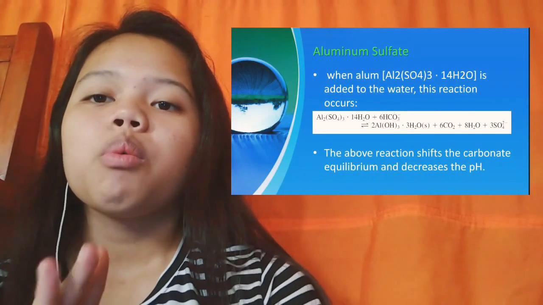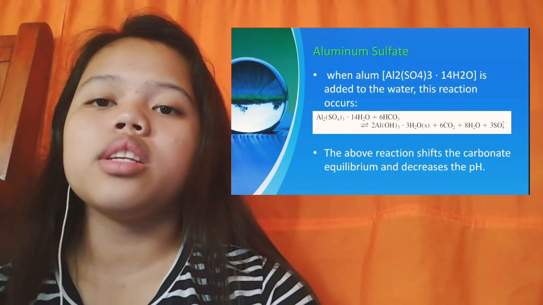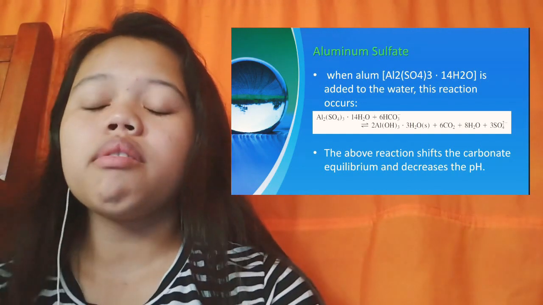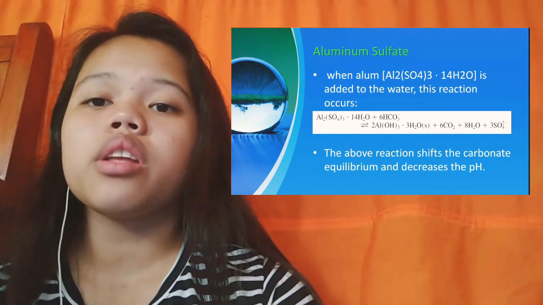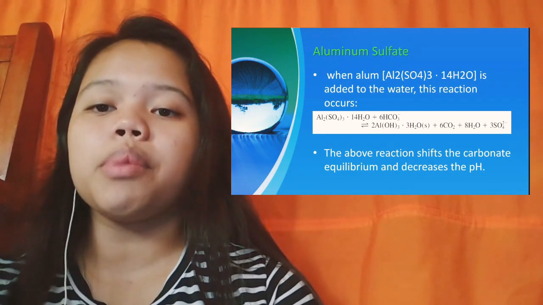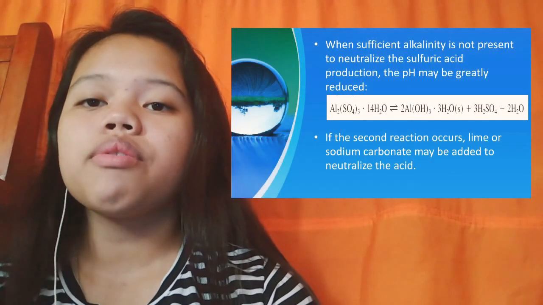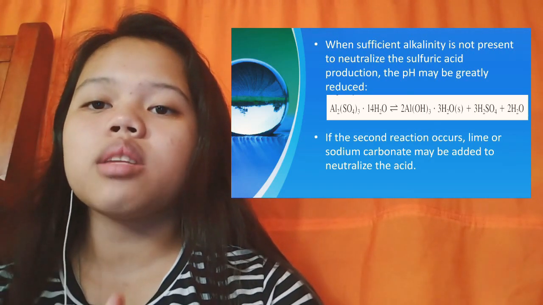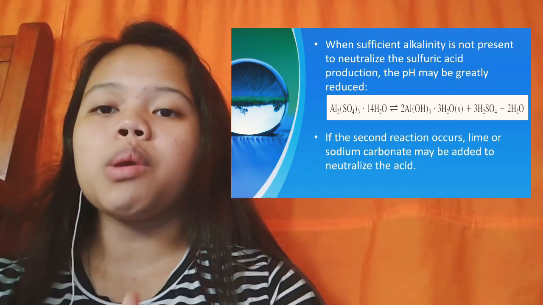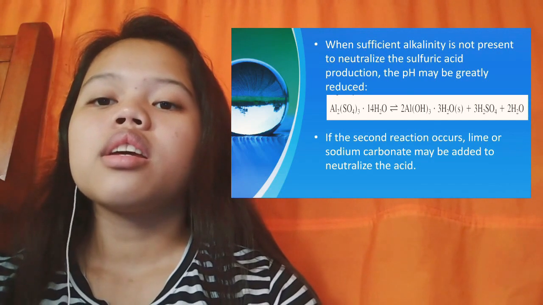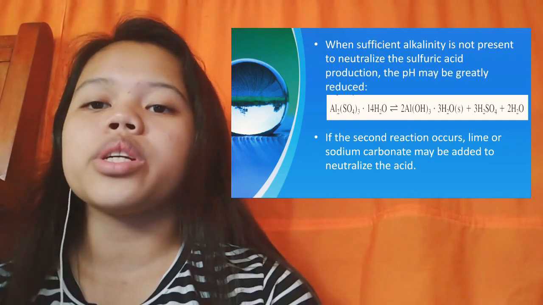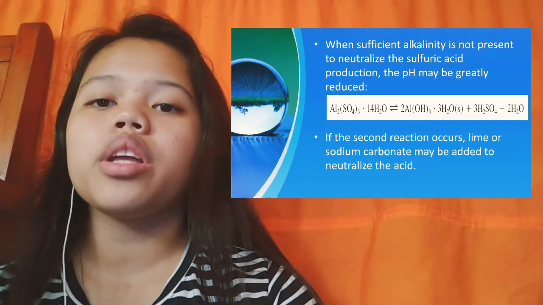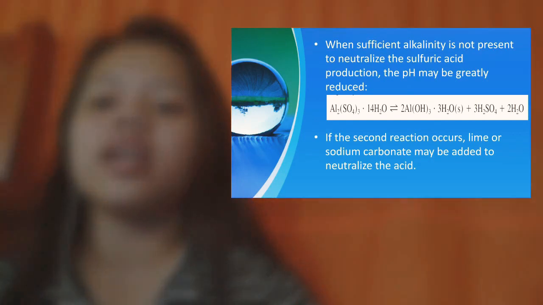Aluminum sulfate. When alum is added to the water, this reaction occurs. The above reaction shifts the carbonate equilibrium and decreases the pH. When sufficient alkalinity is not present to neutralize the sulfuric acid produced, the pH may be greatly reduced. If the second reaction occurs, lime or sodium carbonate may be added to neutralize the acid.